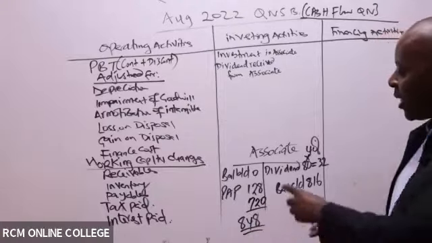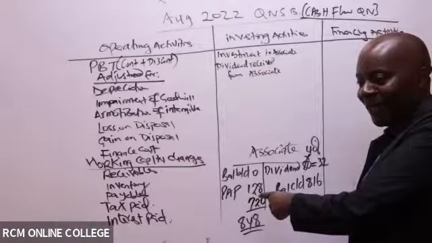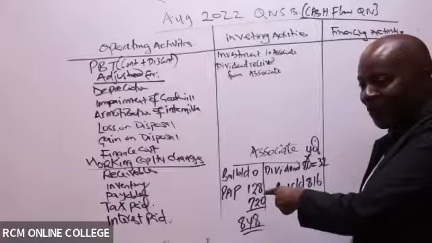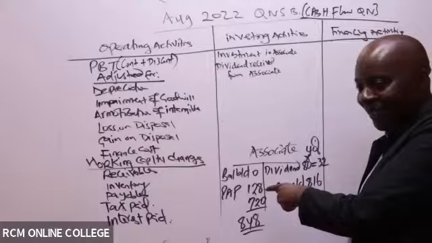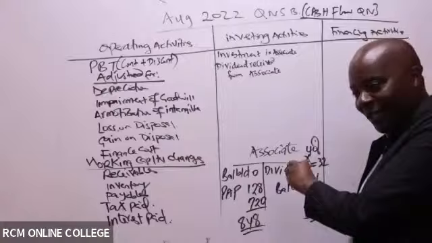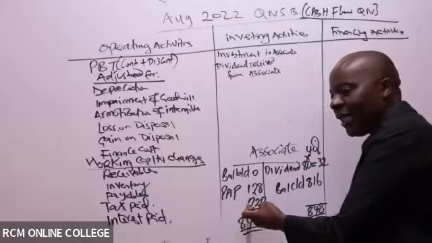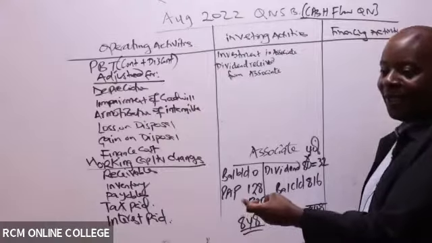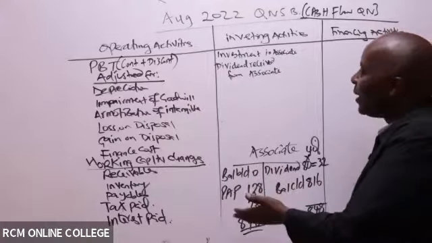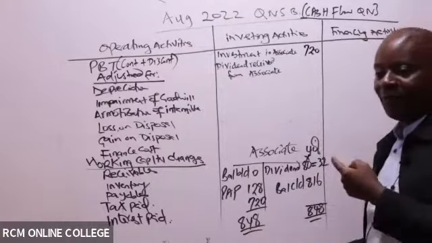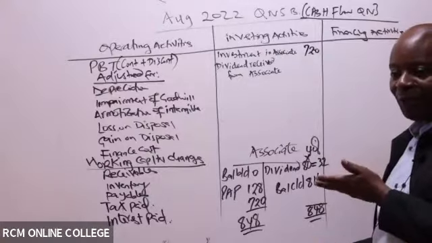Can somebody tell me what this 720 represents? What does this 720 represent? The investment in the associate, isn't it? So this 720 represents our investment in the associate, so this 720 is what we put here. Shall it be positive or negative?